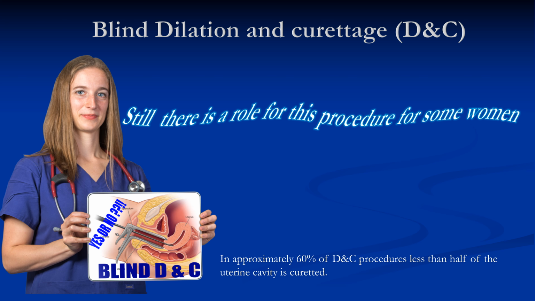The American College of Obstetricians and Gynecologists published in 2015 a committee opinion about endometrial intraepithelial neoplasia, and the Irish guideline about management of postmenopausal bleeding also stated that in approximately 60% of D&C procedures, less than half of the uterine cavity is curetted. Again, approximately 60% of D&C specimens sample less than one half of the uterine cavity. So there is considerable risk with blind dilatation and curettage of missing a focal lesion.